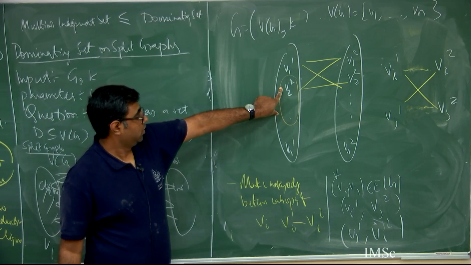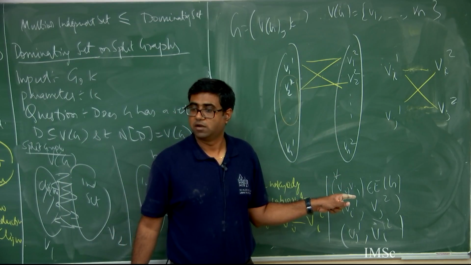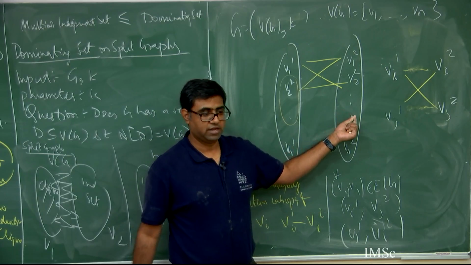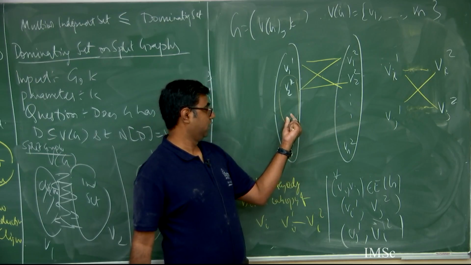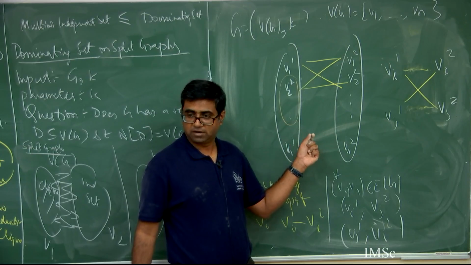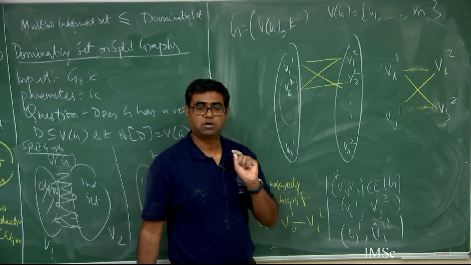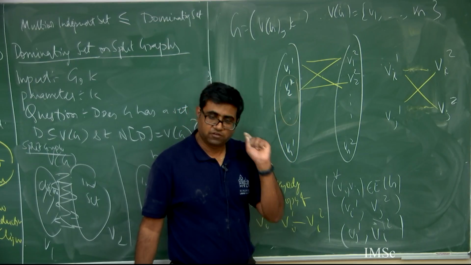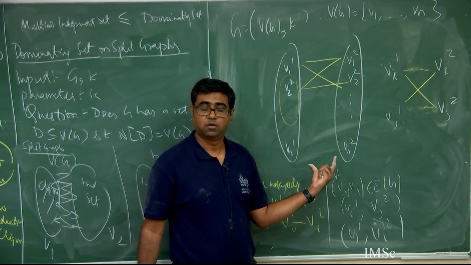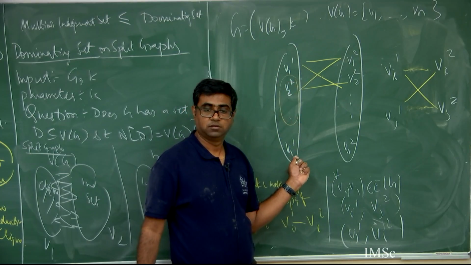Clearly everybody else will be dominated here, because look at any vertex: if this vertex belongs to that solution, that copy, then I have made an edge between them. Otherwise, whichever neighbor you had previously, you still have a neighbor. But what is the problem? It is not a dominating set for this bipartite graph. Why? Because who is dominating these people?